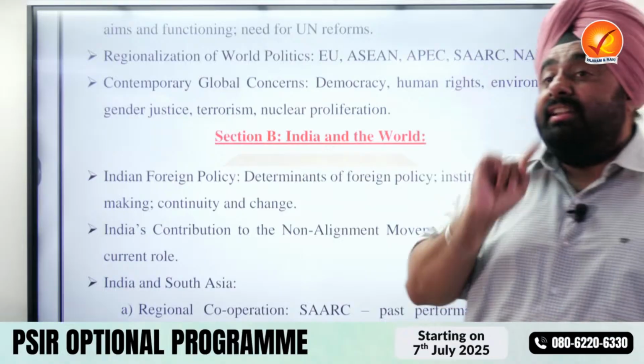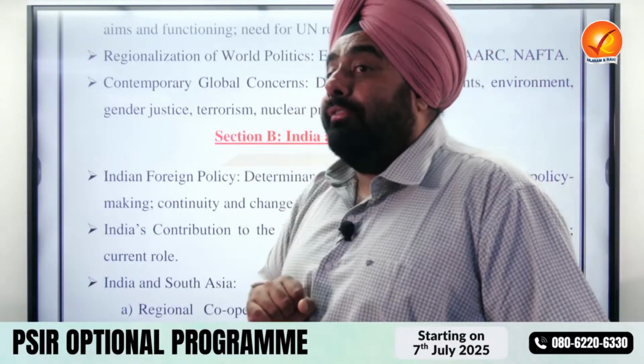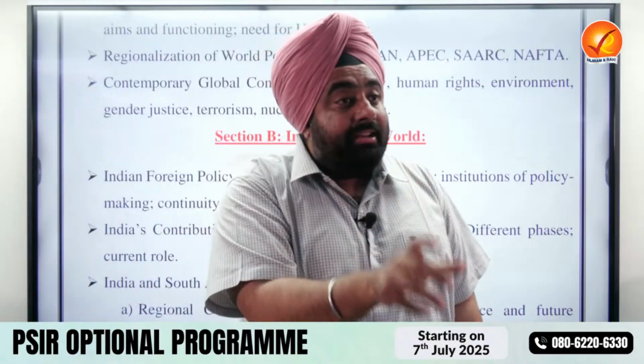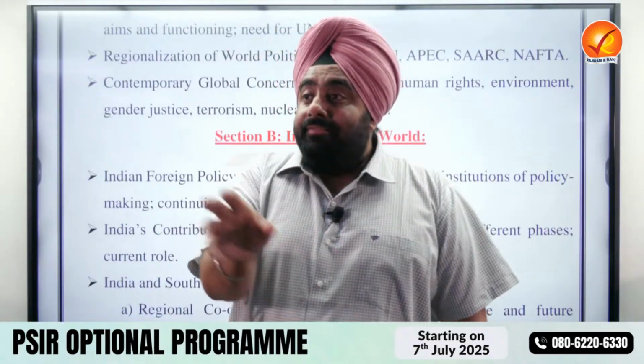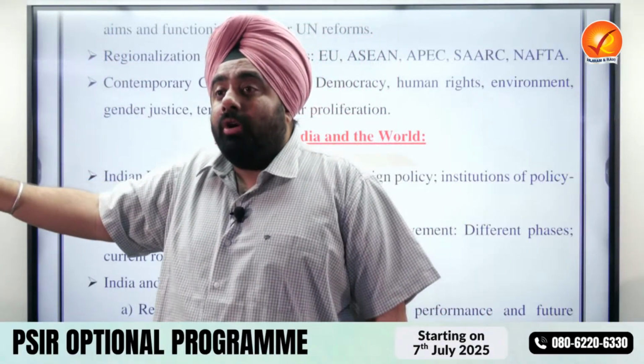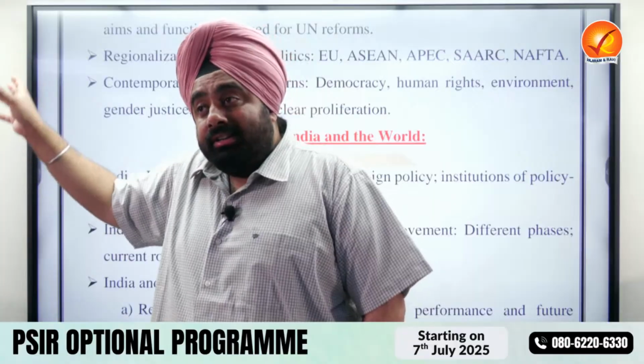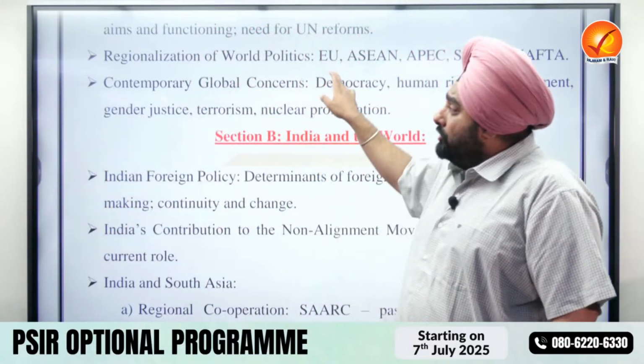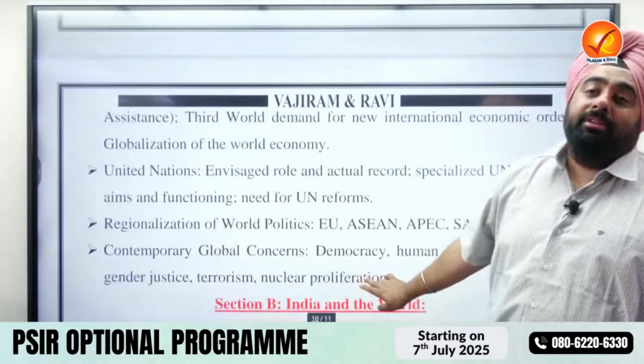There are multiple treaties in the world to check nuclear proliferation. You may have heard about them. NPT, CTBT, FMCT. Then there are groups to take care of the problem called NSG, Nuclear Suppliers Group. These are topics we have to study here. So this is your section A of the syllabus, students.